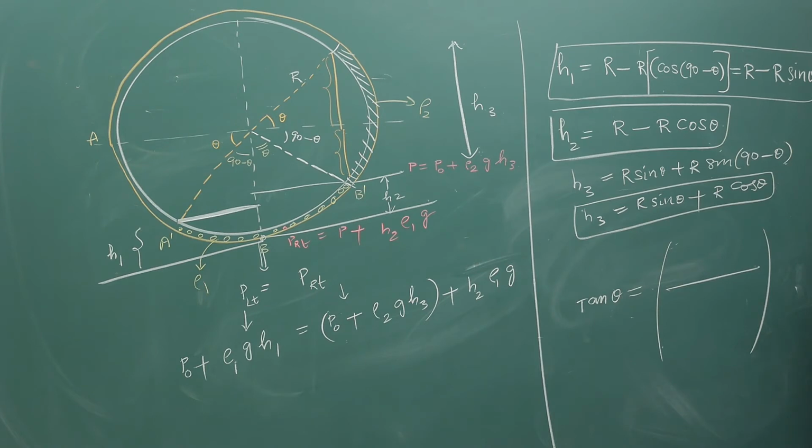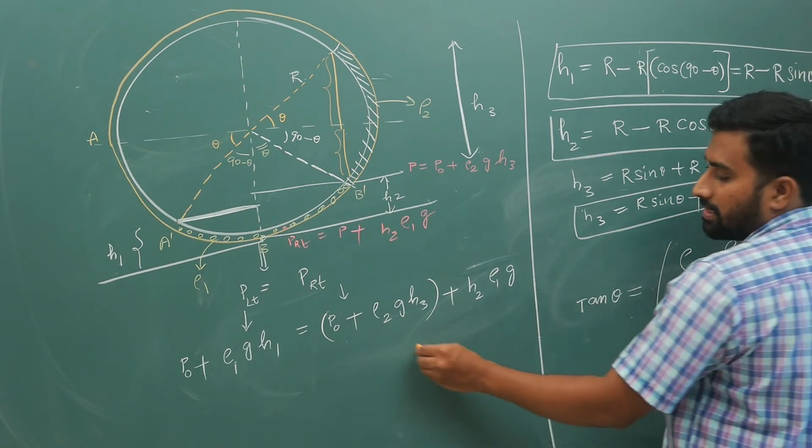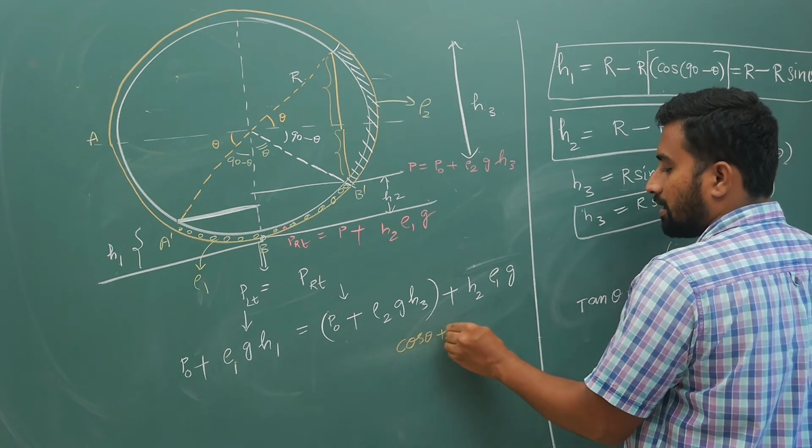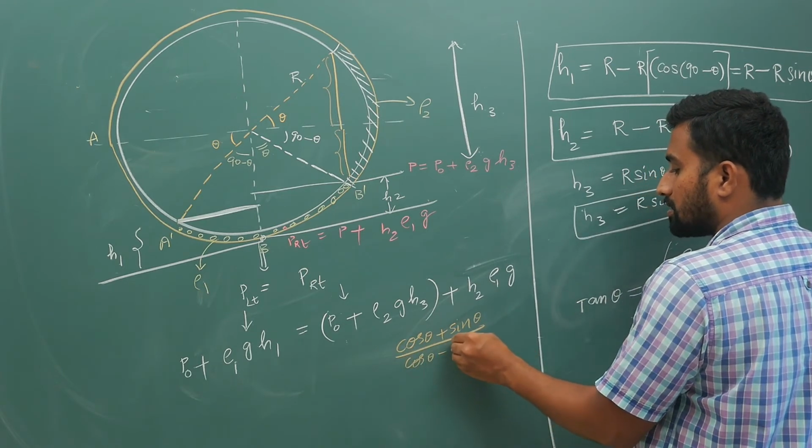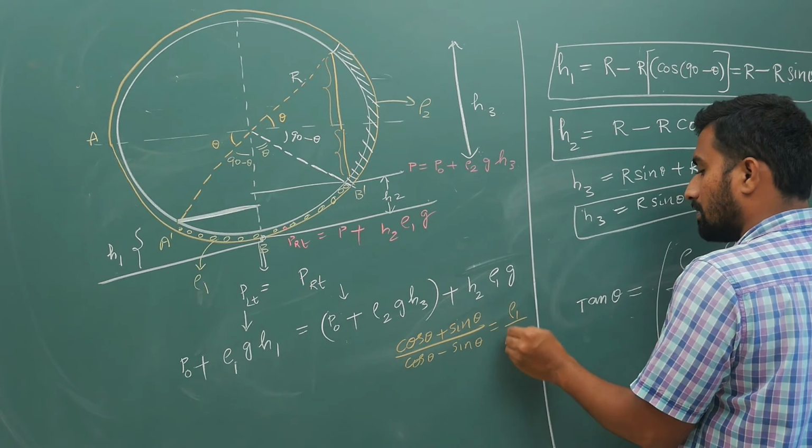Give the answer fast, I am waiting. You should be getting it as (rho 1 minus rho 2) by (rho 1 plus rho 2). If you are failing to simplify, you will get an expression like this: (cos theta plus sin theta) by (cos theta minus sin theta) is equal to rho 1 by rho 2.